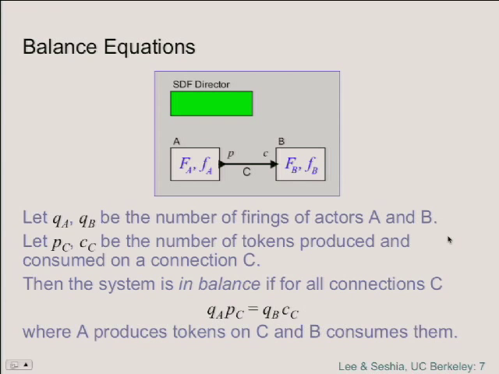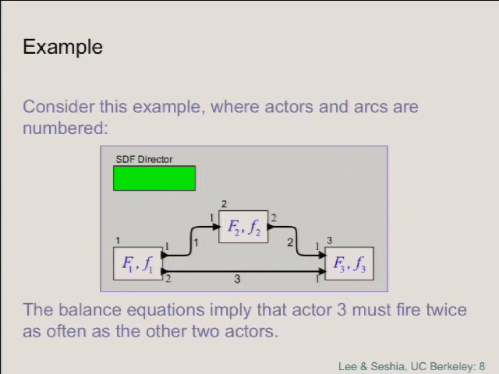Now, for a simple 2-actor system, things are kind of boring. But when you start to get a network of these things, it gets a lot more interesting. Okay? So in particular, suppose that actor 1 produces 1 token on its top port and 2 on its bottom port. Actor 2 consumes 1 from this port, produces 2 here. And actor 3 consumes 1 from each input port.